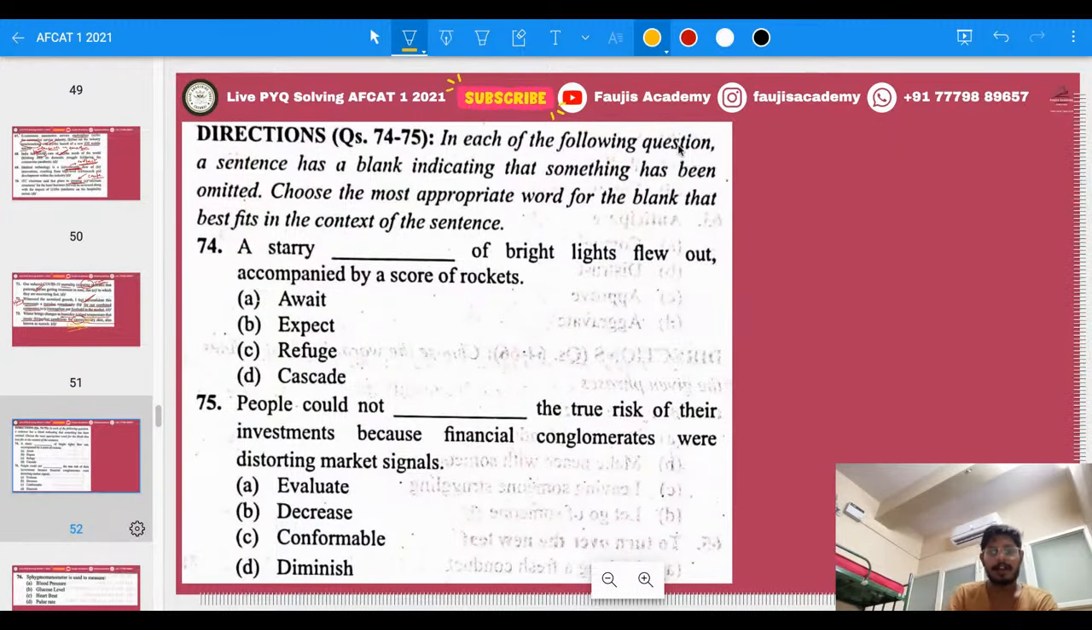All right, 74, guys. A starry dash of bright light flew out accompanied by a score of rockets. What do you guys think about this 74 and 75? Write down the answer in the chat. Quickly, guys, write down the answer in the chat.